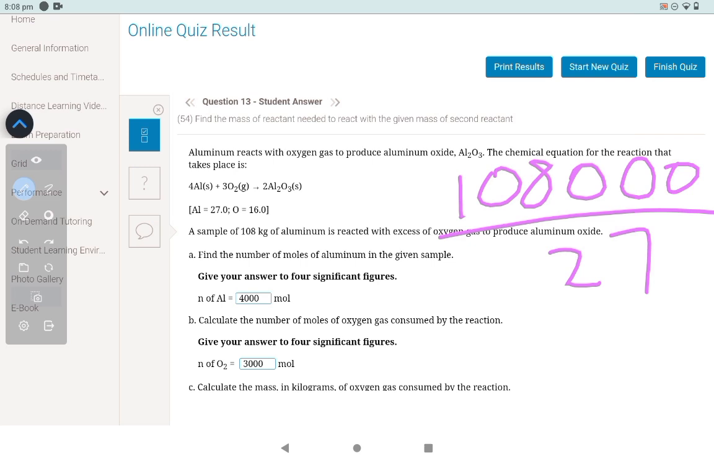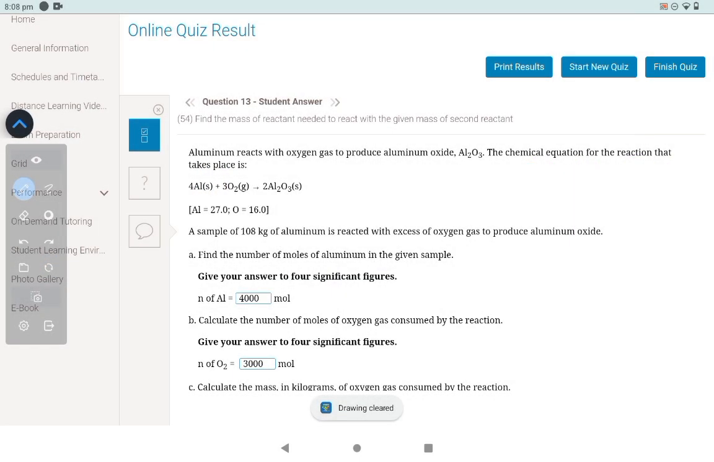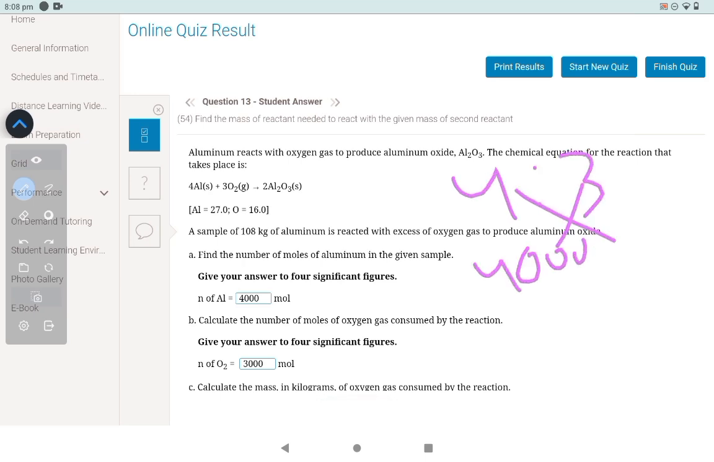That is for part A. Part B: the number of moles of oxygen gas consumed. Now we do MCR here. Again, MCR, that is 4 to 3, with 4,000; cross multiply, you'll end up with 3,000.